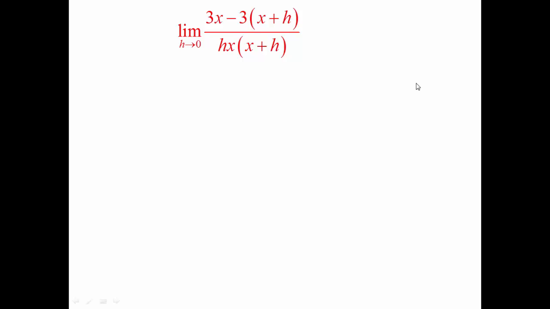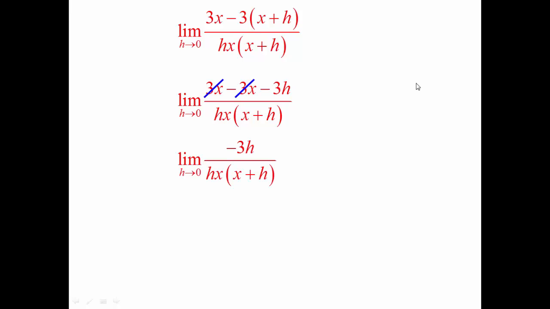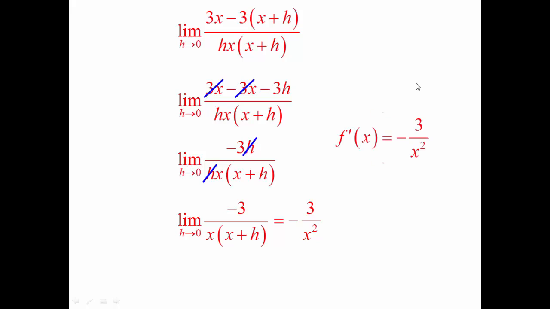From here, I will go through and simplify the top, distributing the negative 3. And then I see that the 3x's cancel out. Very convenient, because all the remaining terms on the top have an h. I have an h on the top, I have an h on the bottom. Of course, I can cancel that h, leaving behind negative 3 over x plus h. Apply my limit, and I end up with negative 3 over x squared, which is my final answer.